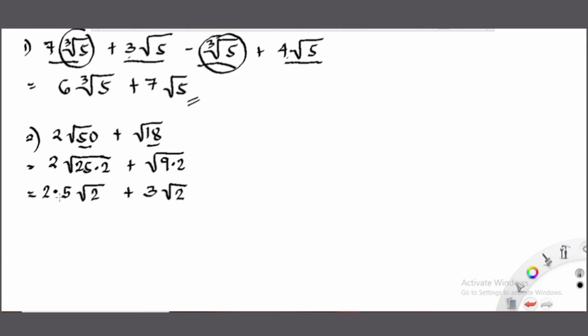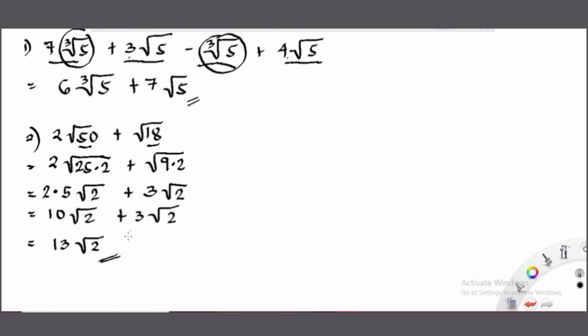Let's now multiply 2 and 5. That is equal to 10. Copy square root of 2, and then we copy this one too. And then, if you notice, our radicands are now the same. The same index, the same radicand. So, it means we can add these two radicals. Again, in adding similar radicals, we just need to add their numerical coefficients, 10 and 3. 10 plus 3 will give us 13. And then we will just copy the square root of 2. Therefore, this is our answer.